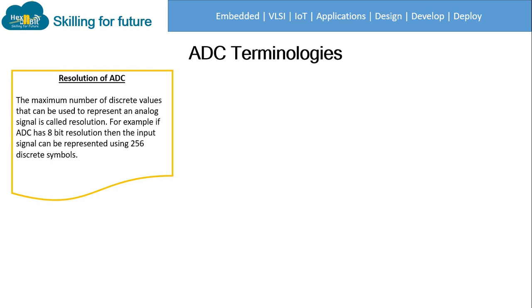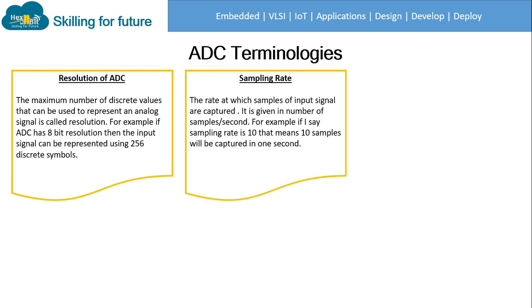Similarly, in ADC, the maximum number of discrete values that can be used to represent an analog signal is called its resolution. For example, if ADC has 8-bit resolution, then the input signal can be represented using 256 discrete symbols. That means 2 to the power 8. Remember, the resolution of ADC is expressed in number of bits. Next is sampling rate, the rate at which samples of the input signal are captured. It is expressed in samples per second. For example, if I say the sampling rate is 10, that means 10 samples will be captured in 1 second.